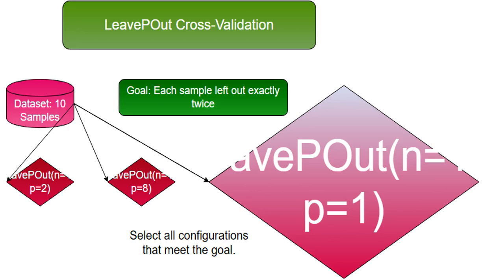Leaving out only one sample, P equals 1 at a time. This would lead to a very large number of iterations and a much larger chance that each sample is left out multiple times. However, would it satisfy the condition of each sample being left out exactly twice? This needs calculation.